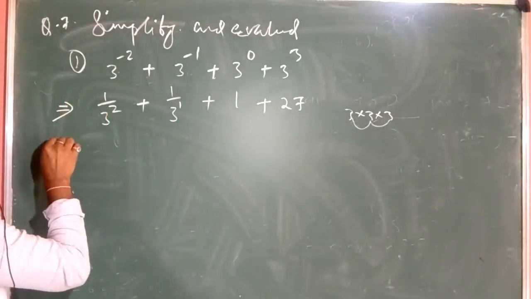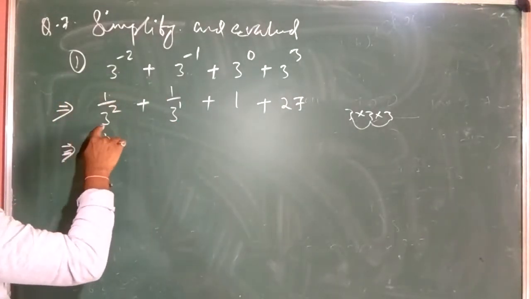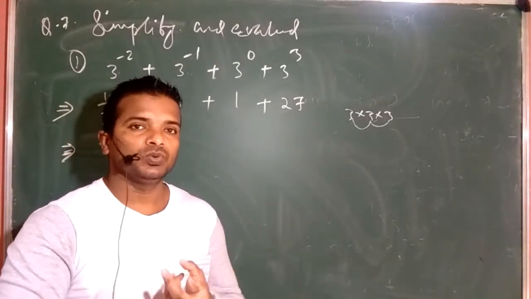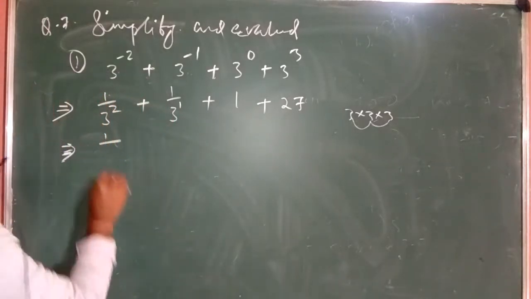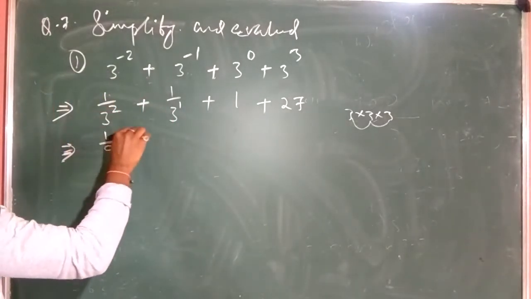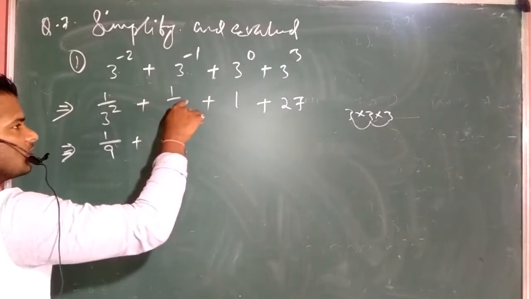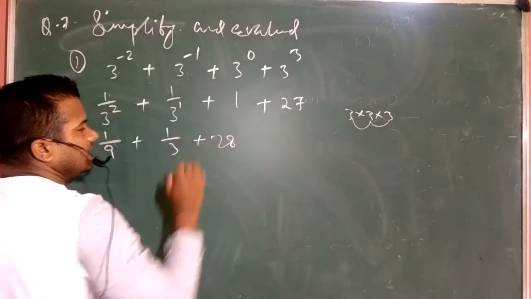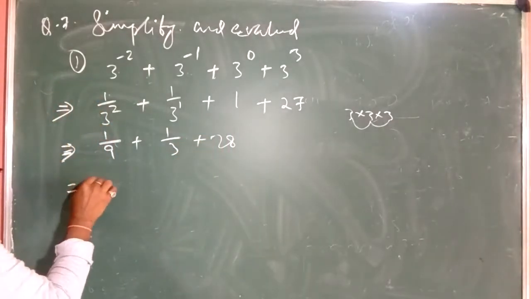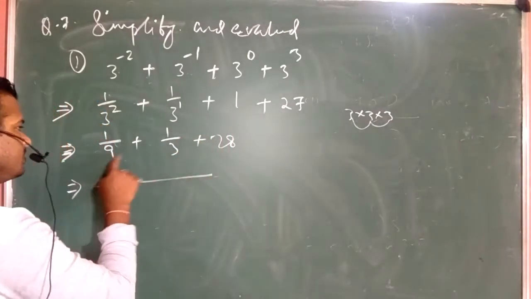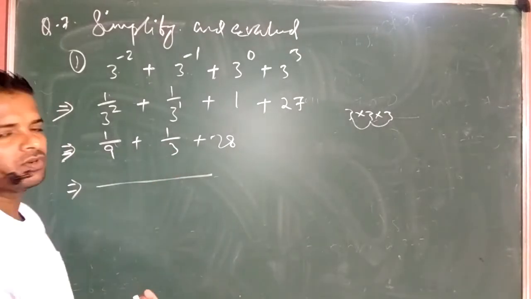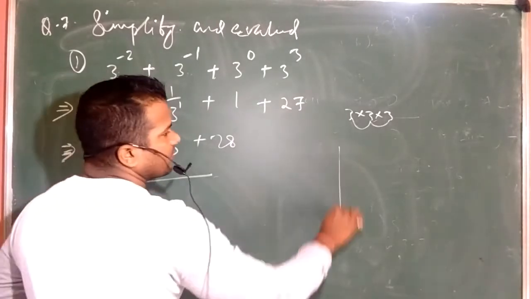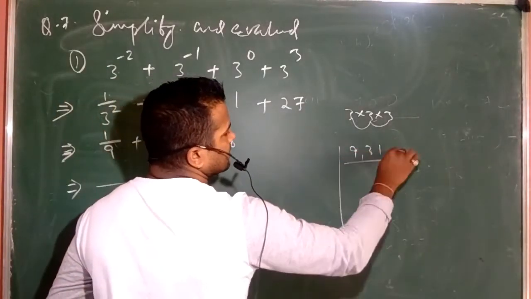Now, this 1 by 3 squared, 3 2 times, not 3 2s are 6. 3 into 3, so 3 3s are 9. Again 1 by 3. 3 to the power 1 is only 3. This 27 and 1, that means 28. Okay. As I told you, between the fractions plus or minus, that means we need to go for the LCM. This is 9 and 3. So if we take out the LCM of 9 and 3.